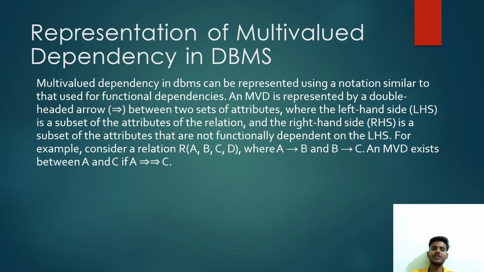Representations of multivalue dependency in DBMS. Multivalue dependency in DBMS can be represented using a notation similar to that used for a functional dependency. An MVD is represented by a double-headed arrow between two sets of attributes, where the left-hand side is a set of attributes of the relation and the right-hand side is a set of attributes that are not functionally dependent on the LHS. For example, consider a relation R of A, B, C, D, where A determines B and B determines C, and an MVD exists between A and C if A multidetermines C.